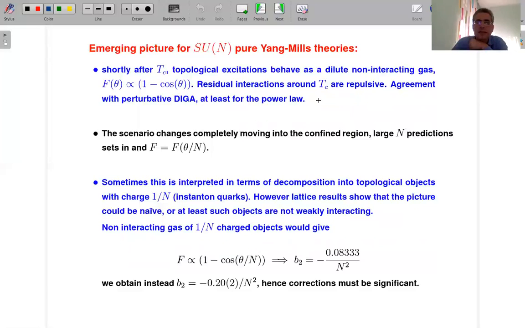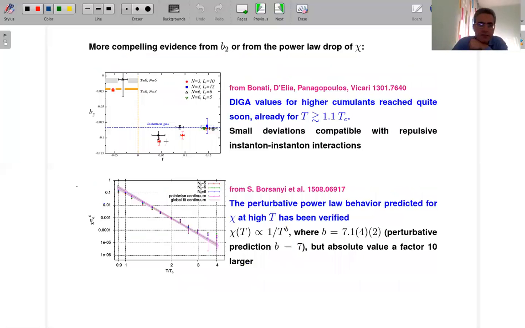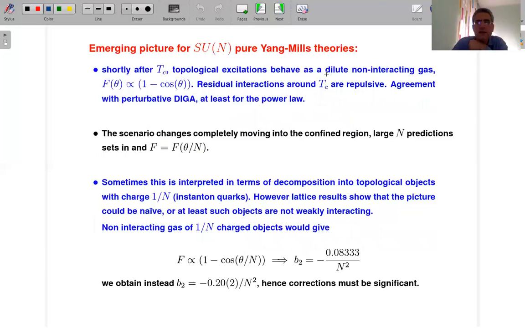Now, I didn't discuss this, but from the deviations that you see of B2 from the dilute instanton gas approximation, you can also make a deduction. You can infer that the residual interactions among instantons in this regime, so soon after the phase transition, are repulsive. Why? Because you can make a sort of virial expansion of the free energy density, and from the deviations that you observe, you can deduce the nature of the interactions, if they are attractive or repulsive between instantons. The sign of the deviation tells you that they are repulsive.